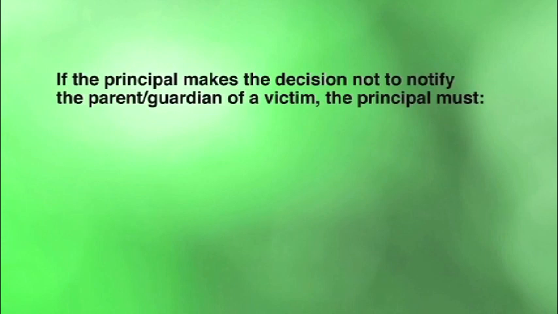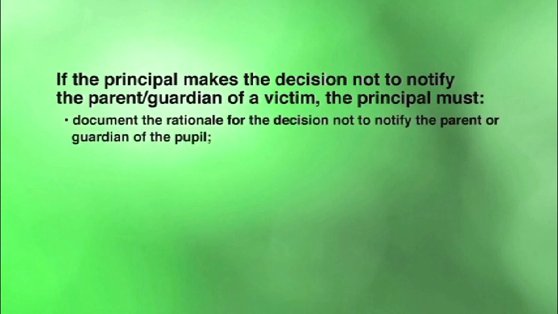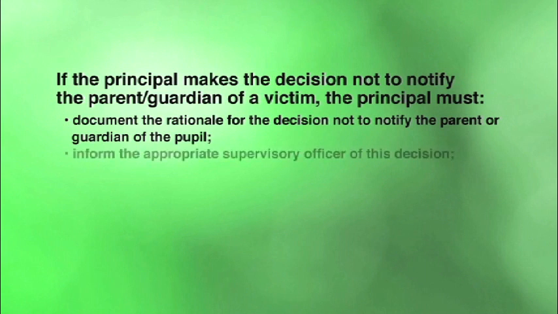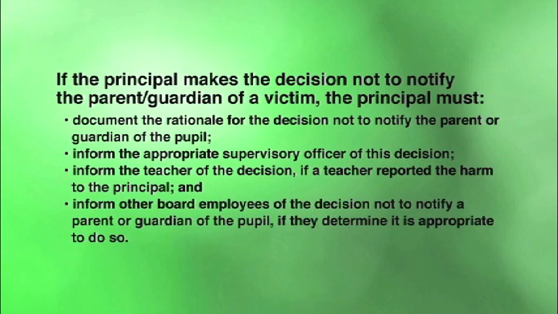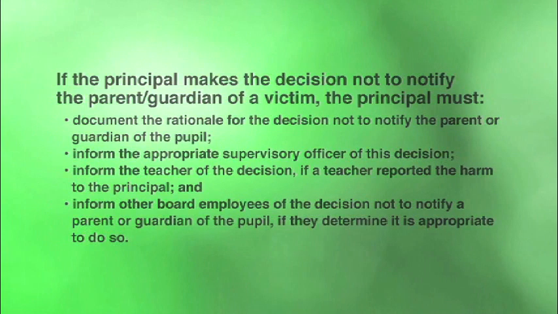If the principal makes the decision not to notify the parents or guardians of a victim, the principal must document the rationale for the decision not to notify the parent or guardian of a pupil, inform the appropriate supervisory officer of this decision, inform the teacher of the decision if a teacher reported the harm to the principal, and inform other board employees of the decision not to notify a parent or guardian of the pupil if they determine it is appropriate to do so.